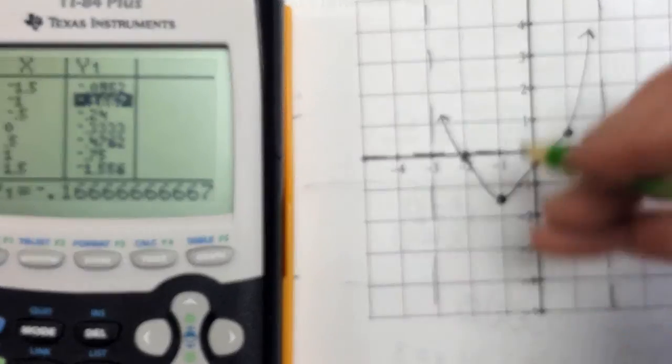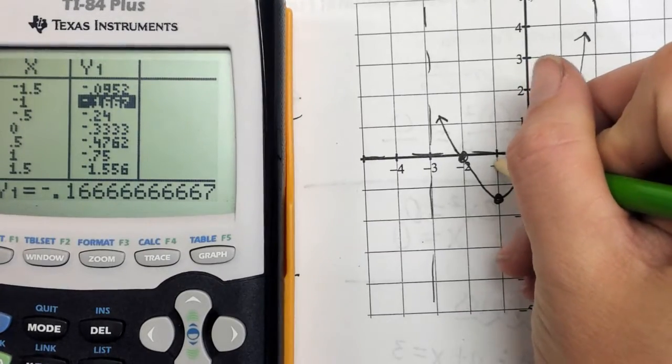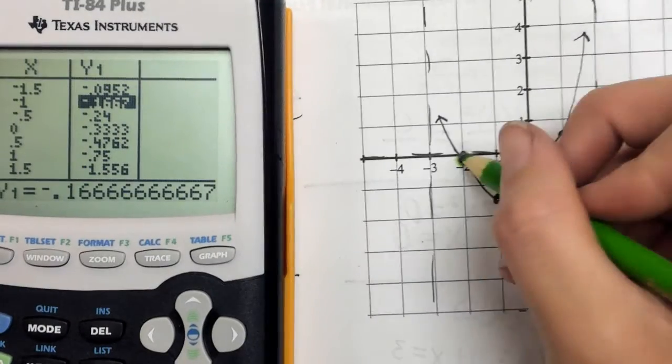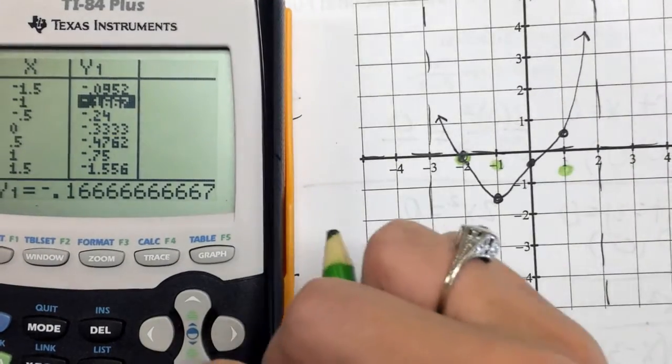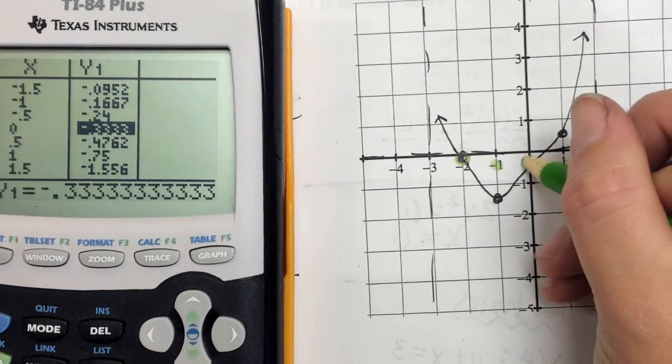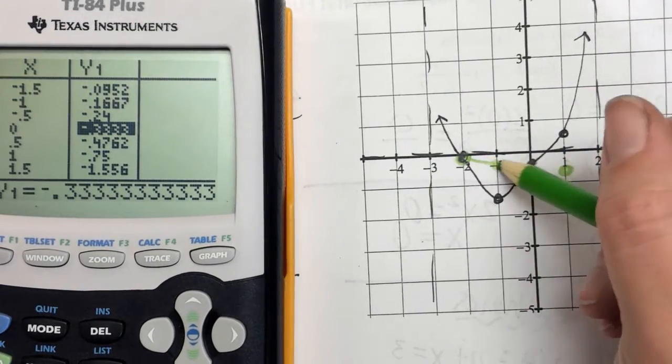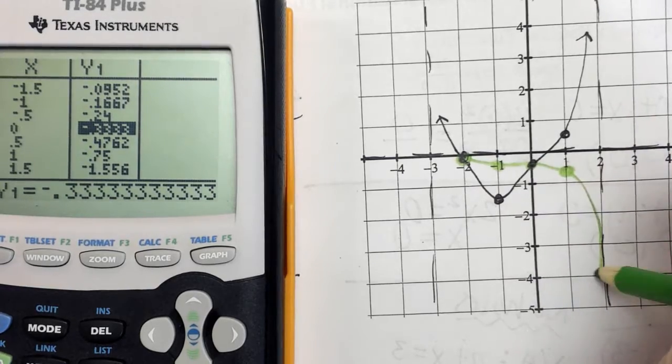Yeah. So it should be really close to 0. And then this one's already correct, because that was our x-intercept. At 0, it should be at negative 0.33. That's funky. Yep. So it's going to look like this.